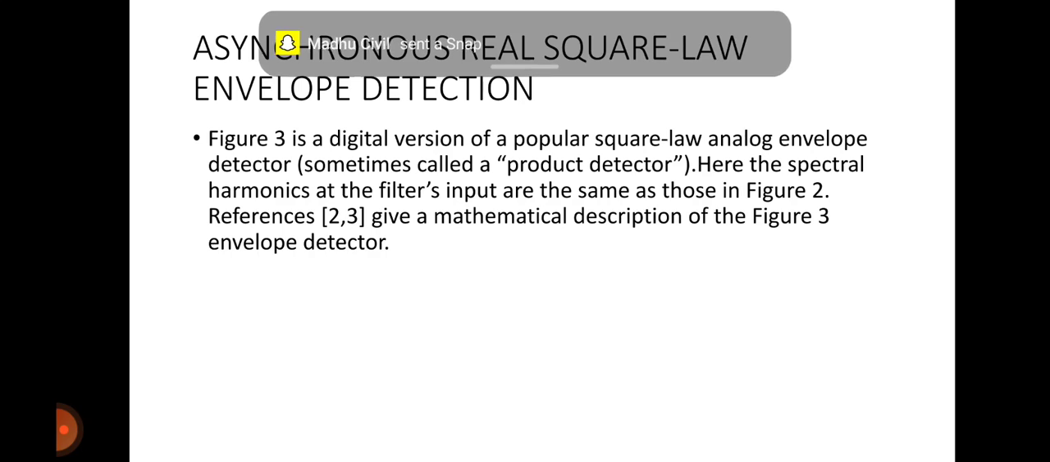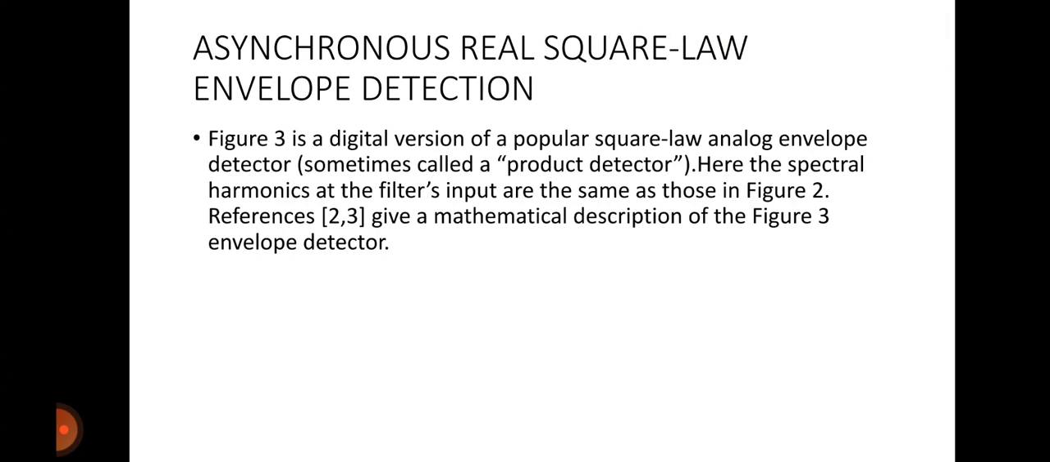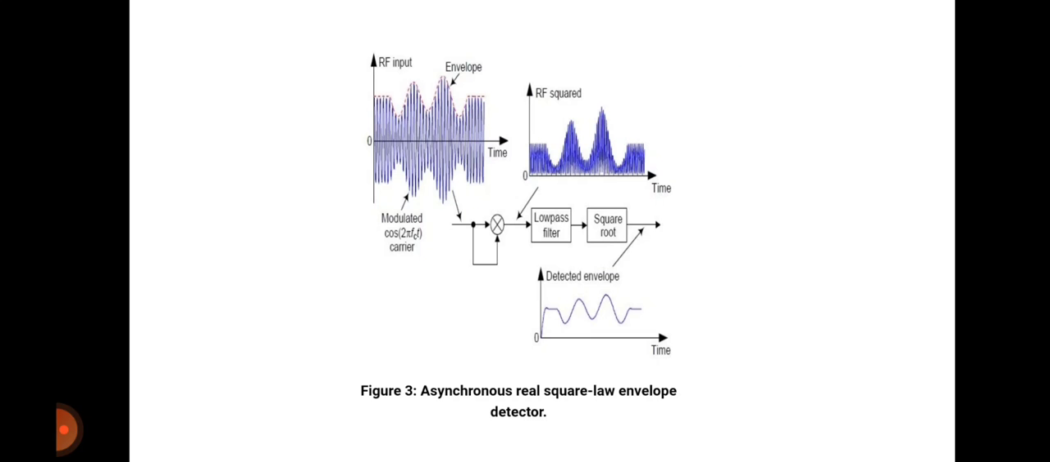The next circuit is asynchronous real square law envelope detection. Figure 3 is the digital version of a popular square law analog envelope detector. Sometimes it is also called a product detector. Here the spectral harmonics of the filter's input are the same as those of figure 2. The equations give a mathematical description of the figure 3 envelope detector.